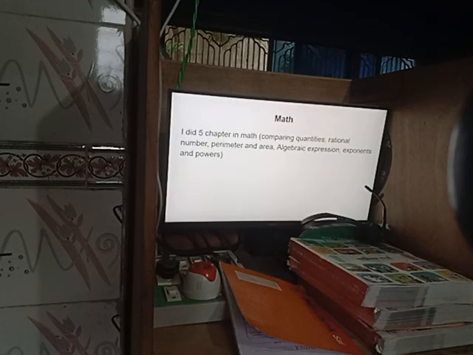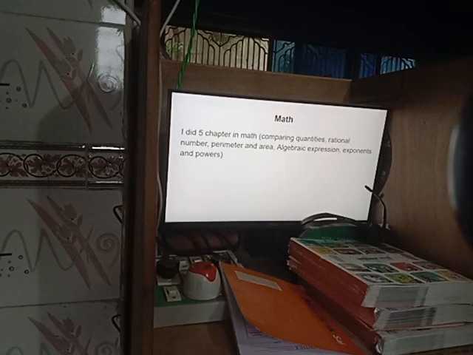Like, I will give an example. If we take 2 to the power 10, then 2 will be the base and 10 will be the exponent. 2 raised to the power 10. It's just an example; it's not necessary that it has to be 10 or 2.